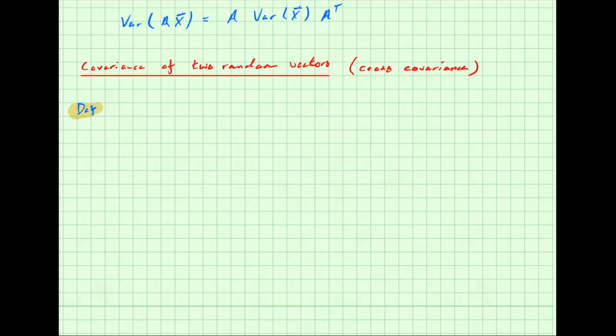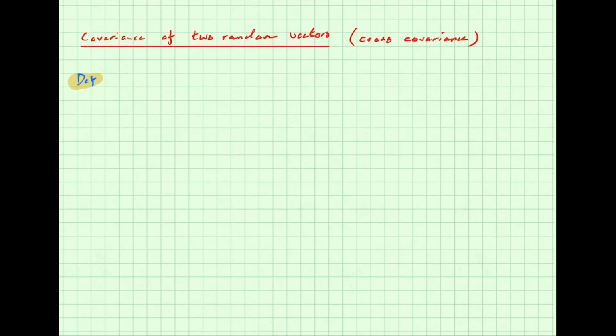Remember, when you look at the covariance of two random variables, you're trying to find out how dependent they are. And you can imagine if you have two random vectors, you might want to ask that same question: how dependent are these two random vectors? And so this is a way to answer that.